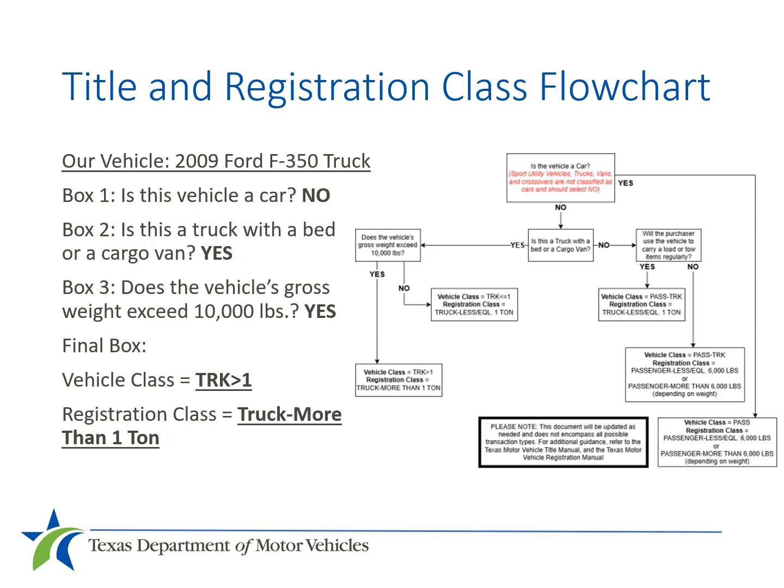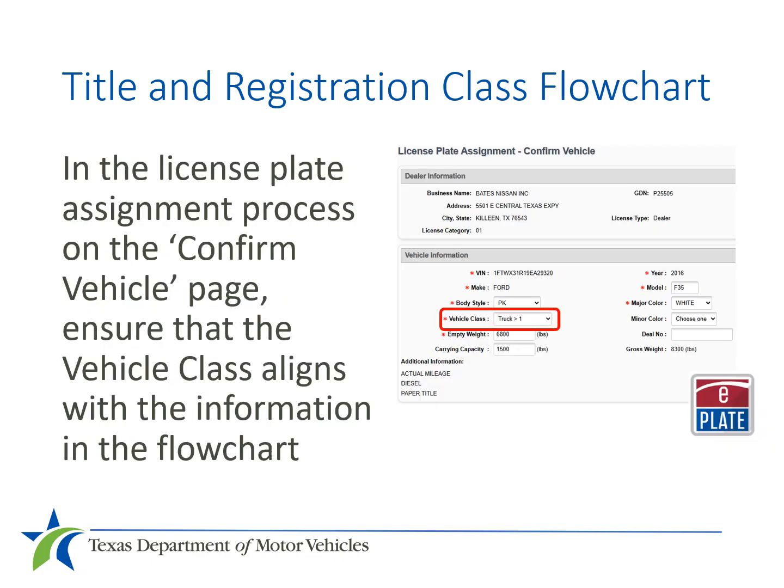Now that we know our correct vehicle and reg class, let's look at where this information will be entered in ePlate and subsequently webDEALER. We will need to launch our ePlate application and proceed to new plate assignment. If you're unsure how to do this, you can review our ePlate training videos to get a full understanding of ePlate before proceeding with your transaction. Once you start a new assignment, the ePlate system will prompt you for the VIN of the vehicle you will be assigning the plate to.